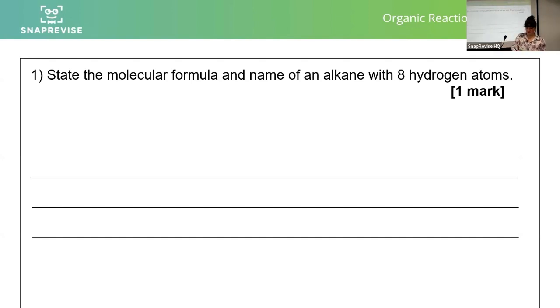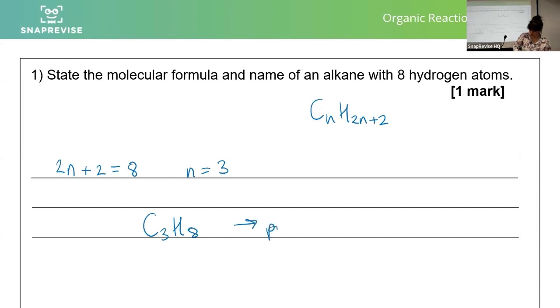Well, if we can remember, it's an alkane. Alkane means the general formula is CnH2n+2. I've got 8 hydrogen atoms, so 2n+2 will equal 8. That means n is 3. So my alkane must be C3H8, which is propane. Hopefully everybody is happy with that.